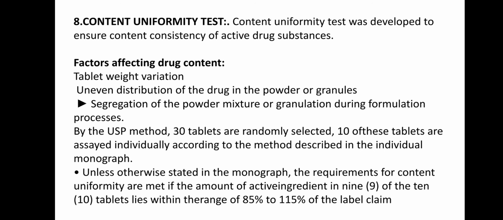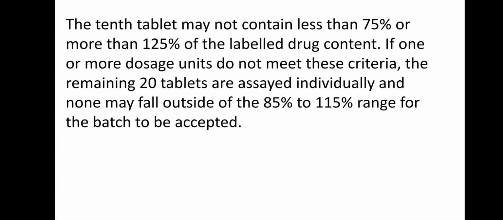Unless otherwise stated in the monograph, the requirements for content uniformity are met if the amount of active ingredient in 9 of the 10 tablets lies within the range of 85% to 115% of the label claim. The 10th tablet may not contain less than 75% or more than 125% of the labeled drug content. If one or more dosage units do not meet these criteria, the remaining 20 tablets are assayed individually and none may fall outside of the 85% to 115% range for the batch to be accepted.